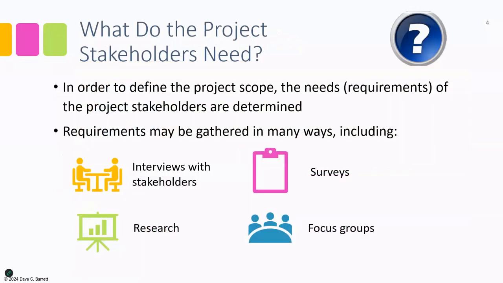Now, in terms of what the project stakeholders need, in order to define the scope, the needs or requirements of the project stakeholders are determined. That's what the project is being done on behalf of, not what the project team wants, not what the project manager wants. It's what the identified project stakeholders' needs or requirements are.